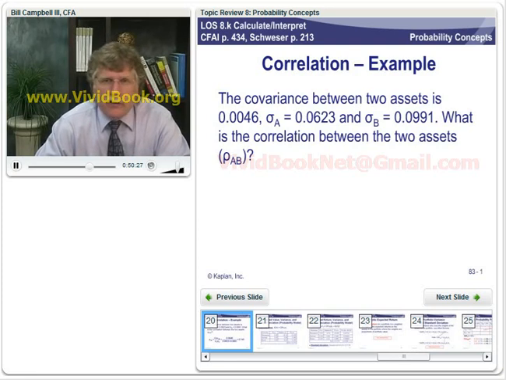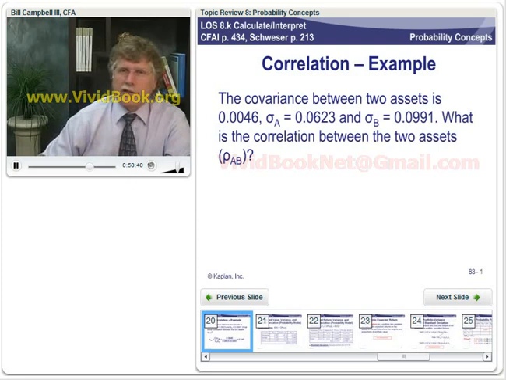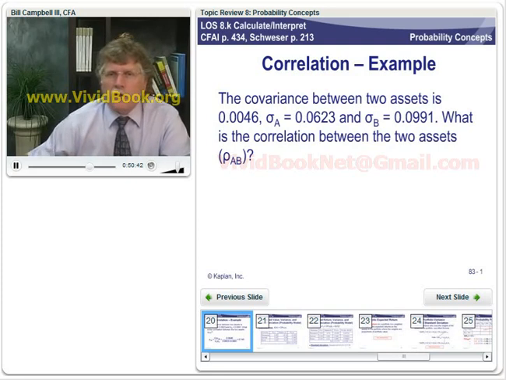The standard deviation of A's returns is 0.0623. The standard deviation of B's returns is 0.0091. What is the correlation between the returns on these two assets? Notice we're using rho and we're using sigma, so we're obviously talking about populations of returns rather than just samples of returns.